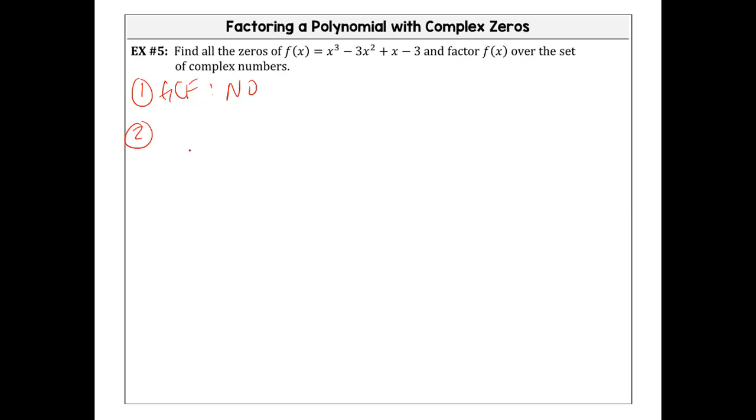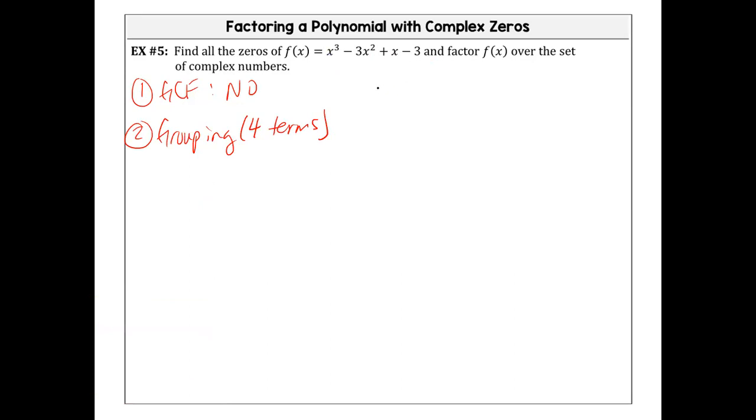Second, you're going to determine what is the next best shortcut to possibly use here. Grouping. We're going to use grouping. Why? Because anytime you have 4 terms, you should think of grouping. I have 1, 2, 3, 4 terms. We can pretend that we don't see 4 terms, but there are 4 terms.